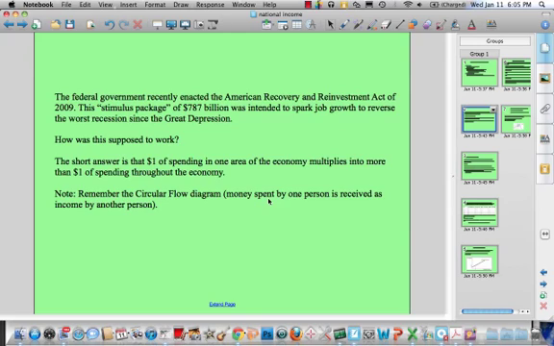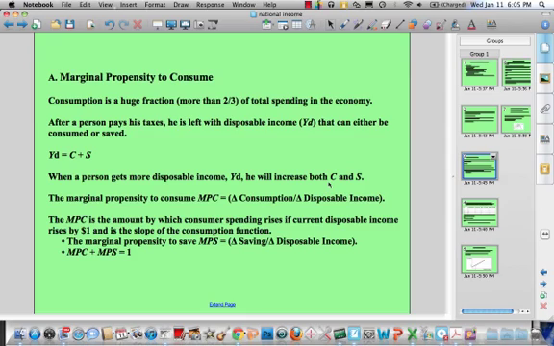Well, the short answer is that a dollar of spending in one area of the economy multiplies into more than a dollar of spending throughout the economy. Remember the circular flow diagram, where money spent by one person is received as income by another person. That circular flow means that that dollar, or some portion of that dollar, is going to travel around and around through the economy. Let's talk about how that happens.